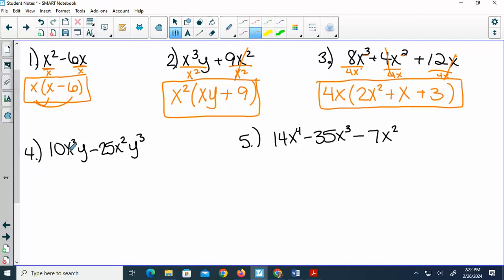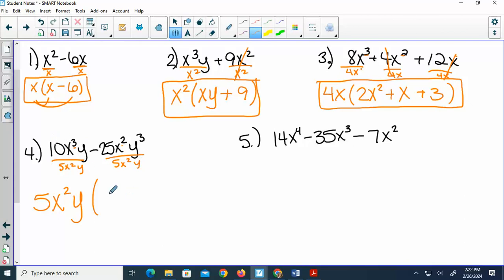So number 4. 2 terms, 10 and 25. What can we take out of both of them? Okay, looking at my variables, I have an x to the third and x squared. So we take out the smaller, so we take out x squared. With our y's, I have a y to the first and a y to the third. You take out the smaller, which is just y. So factoring out is like dividing.